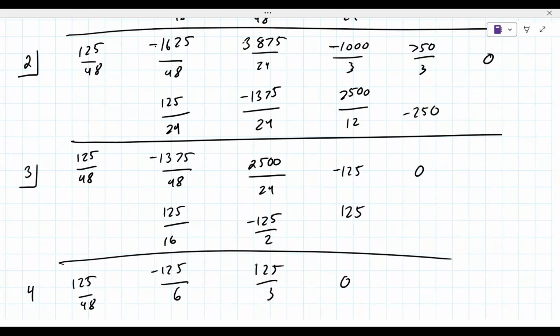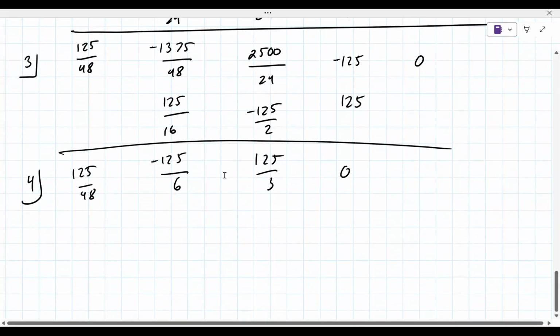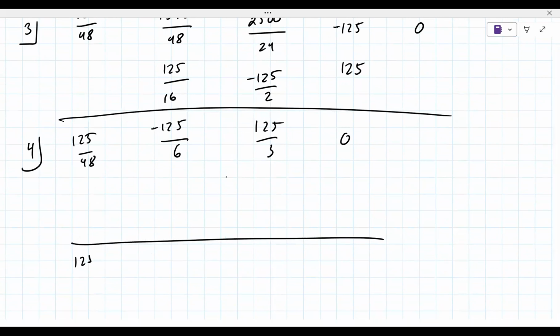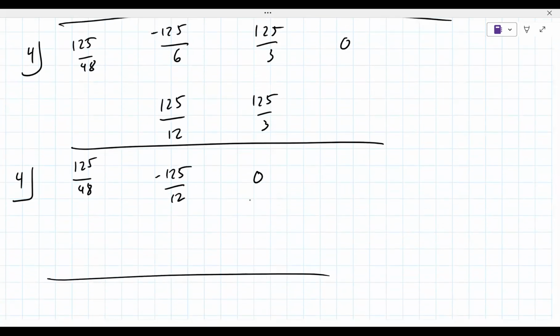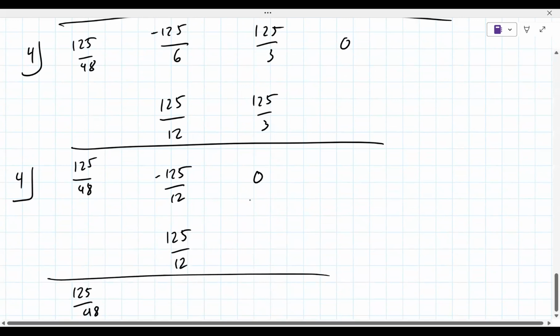All right, and then 4 we have to do twice. These are just the zeros again. So we got 125 over 48, 125 over 12, and then it becomes minus 125 over 12, which ends up being 125 over 3, which ends up being 0. And then you do it one more time for good measure. 125 over 48, 125 over 12, and you end up getting 0. There it is.